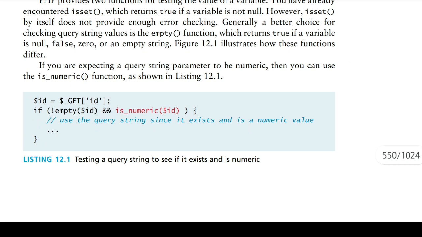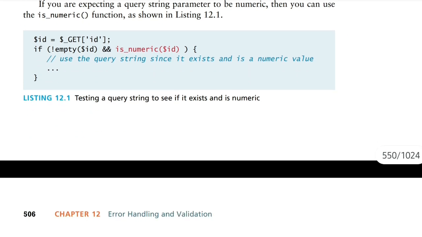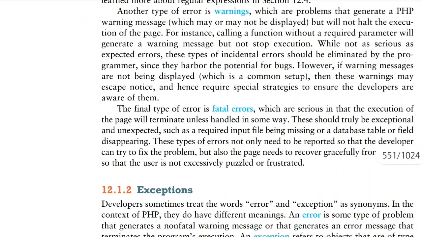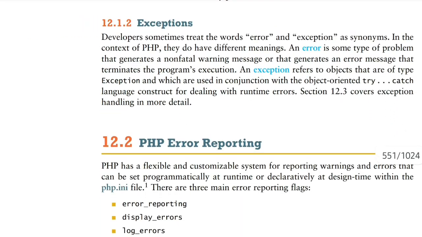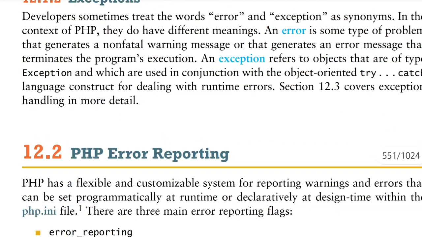Okay, that's how you handle one type of error. And is empty, is numeric, you can check types as well, numeric or other types. Exception refers to objects that are of a type exception, which are used in conjunction with the try catch block.